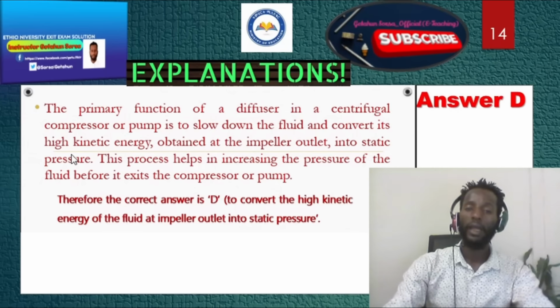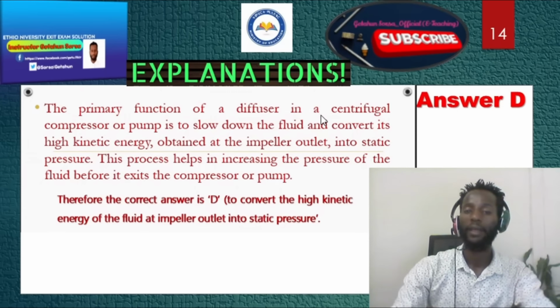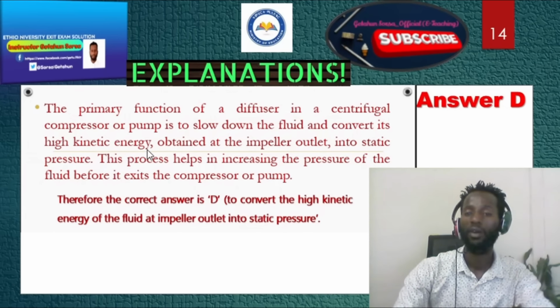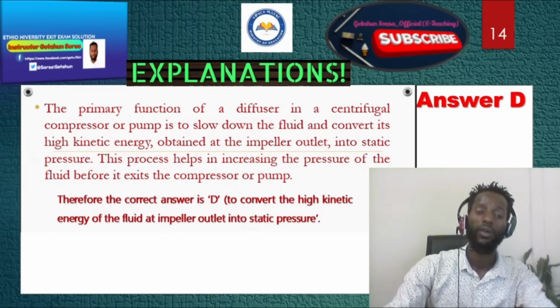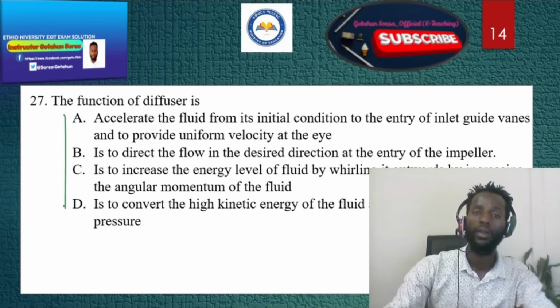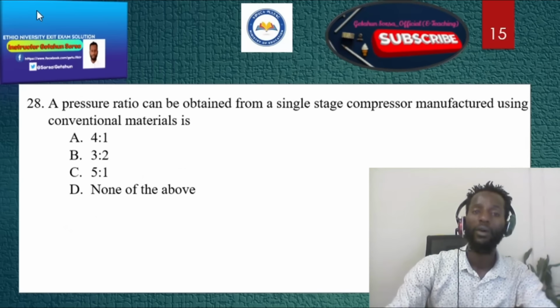The primary function of a diffuser in a centrifugal compressor or pump is to slow down the fluid and convert its high kinetic energy obtained at the impeller outlet into static pressure. So the correct answer is D. The diffuser is used to convert the high kinetic energy of the fluid at the impeller outlet into static pressure. So D is the correct answer for this question. Let's go to the next question.